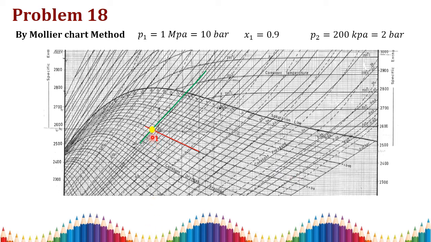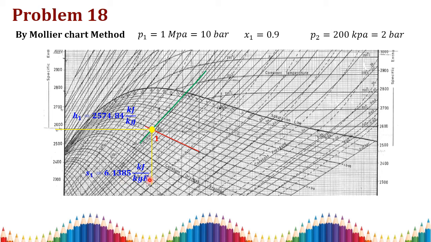At this point 1, we can take the horizontal line as enthalpy and the vertical line as entropy. From the graph, the horizontal line gives h1 more or less equal to 2574.84 kilojoule per kilogram, and the entropy on the x-axis is S1 equal to 6.1385 kilojoule per kilogram Kelvin. In this diagram I have not shown the x-axis because the diagram is very large. If you check with the Mollier chart, S1 will be nearly equal to 6.1385 kilojoule per kilogram Kelvin.